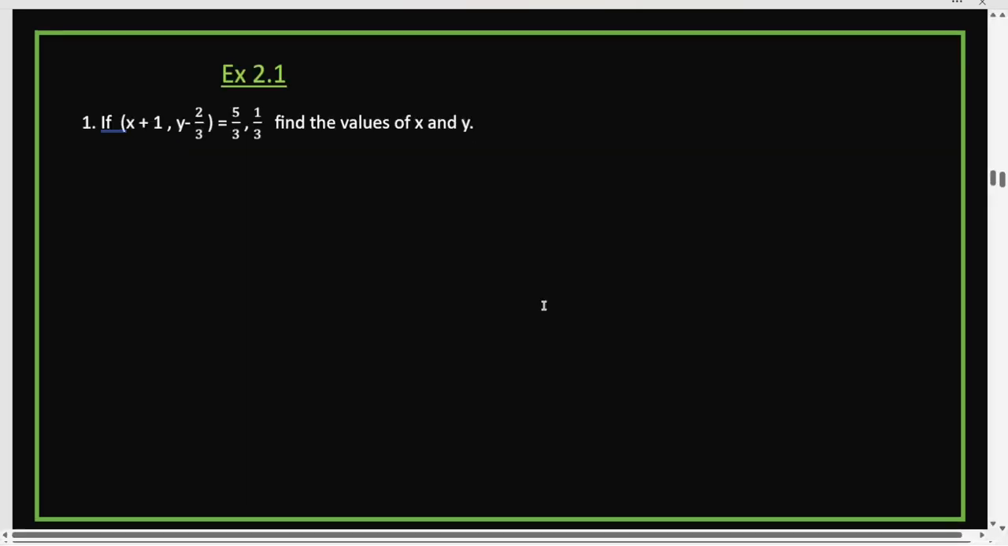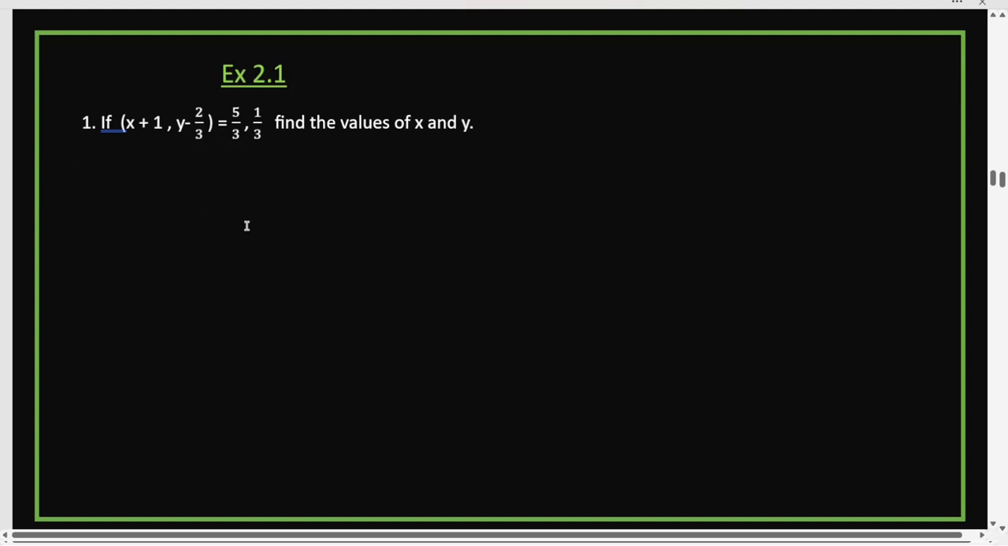Now we'll start exercise 2.1. The first question is: if (x plus 1, y minus 2 by 3) equals (y by 3, 1 by 3), find the values of x and y. These two are ordered pairs. This pair is within the brackets. These two values are a pair. The first element is x plus 1, the second element is y minus 2 by 3. This is equal to another ordered pair.